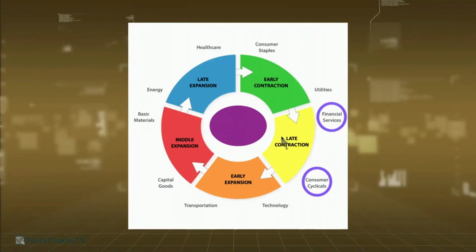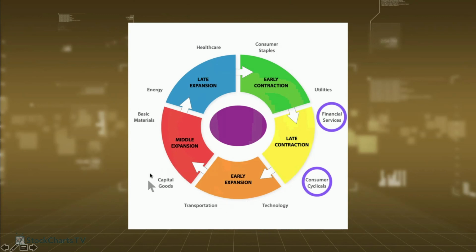So let's look at the actual rotation and what it tells us. I'm going to start over here. This is really telling you what's going on with the economy, where you are as far as the strength of the market based on the cycles that you go through. So technology and transportation, this area, you start to see the cyclicals coming into play, late contraction, early expansion. These are the ones that start off that really nice rally.